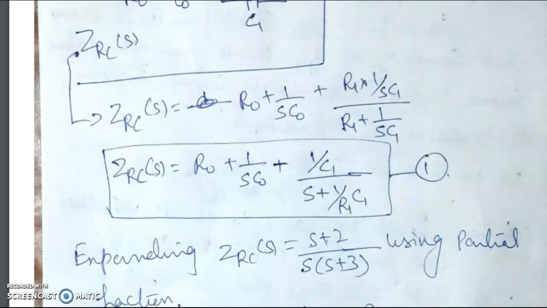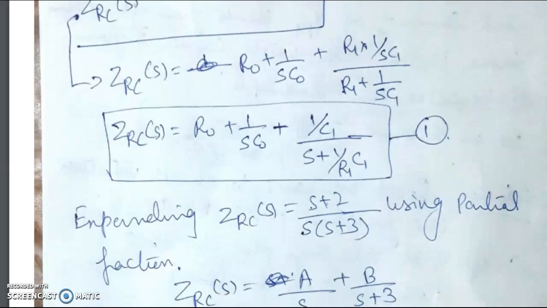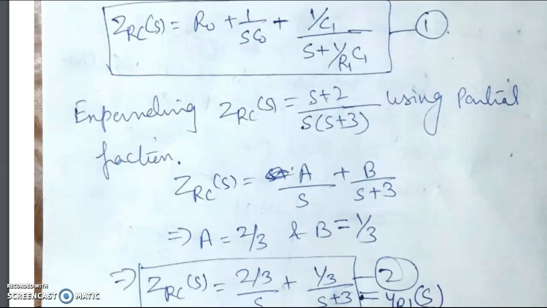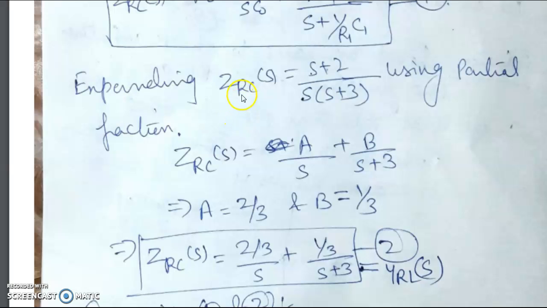Now because we are forming the Foster form, and Foster form is based on partial fraction expansion, we have to expand this impedance function using partial fraction. We have to see whether the order of the numerator is less than the denominator or not. In this case, the order of the numerator is 1 and the order of the denominator is 2. Because the condition is satisfied, we can directly expand it using partial fraction.